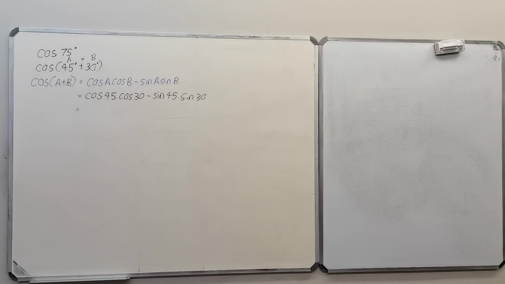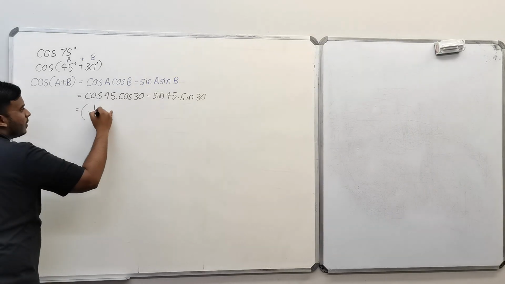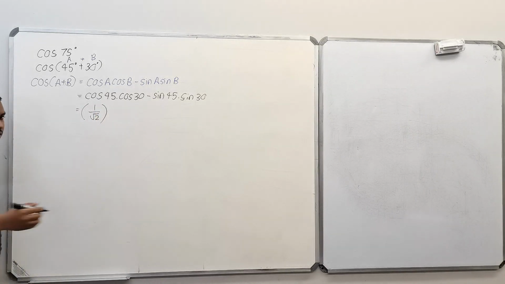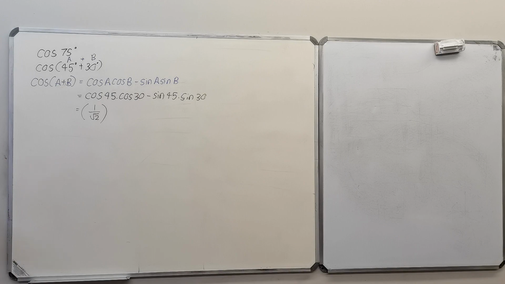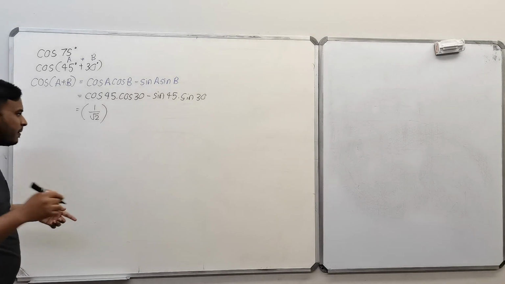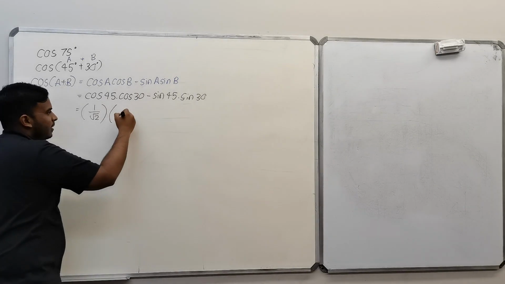Without a calculator. 1 over square root 2. It's square root 2 over 2. Okay, cos of 30?